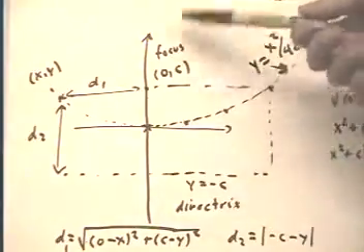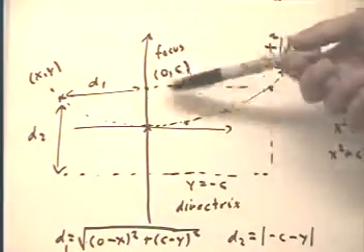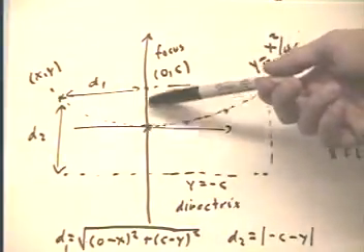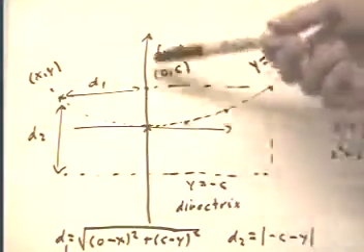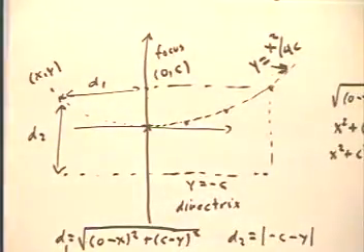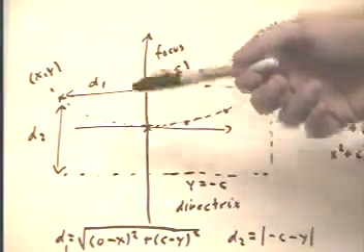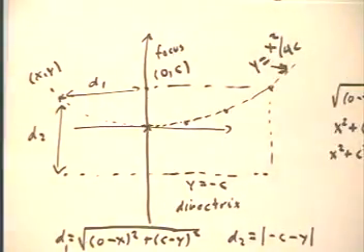Okay, all the points are at equal distance between this focus and this directrix. Now, one point that's at equal distance between 0, c and the line y equals negative c is, of course, the origin. The distance here is the same as the distance here, even though it doesn't look it because the figure isn't very well drawn. So this is a point on the parabola.